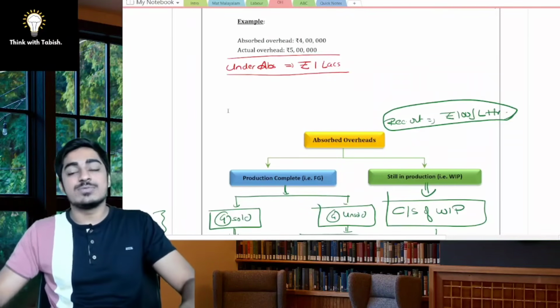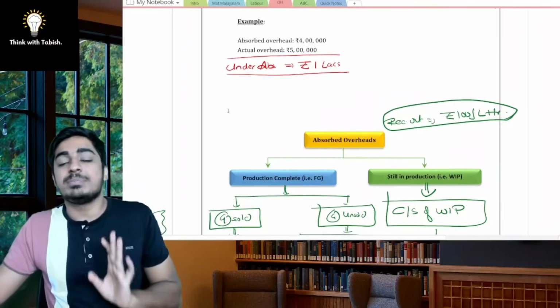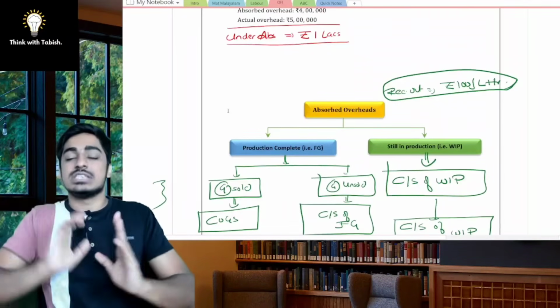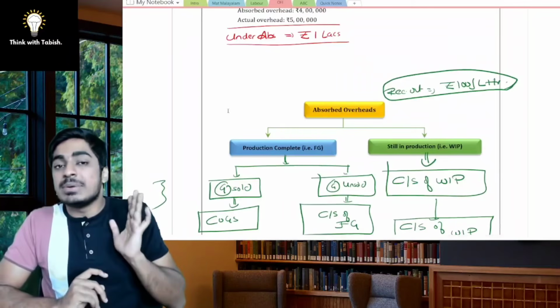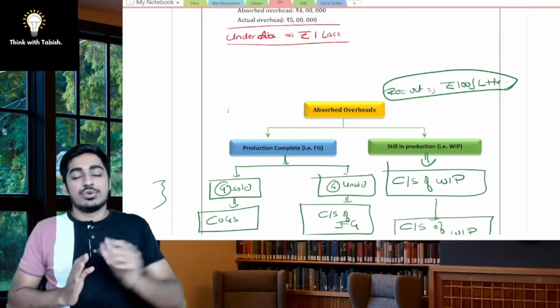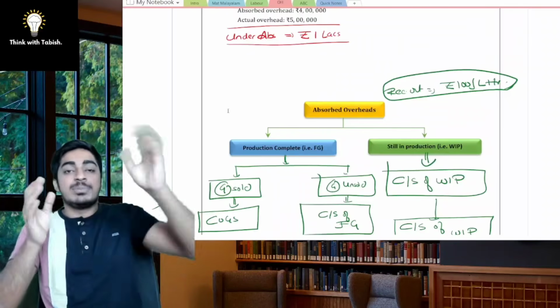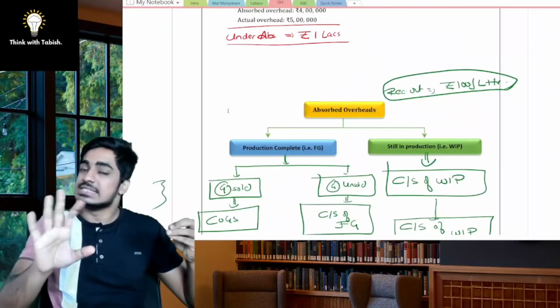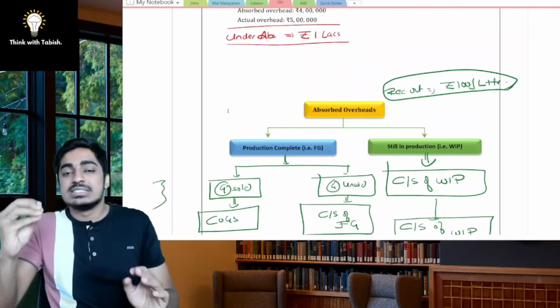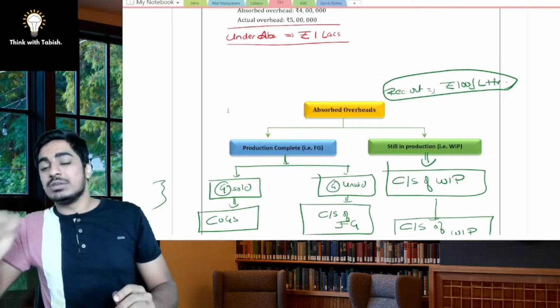Suppose we have a recovery rate of 100 per labor hour. Every hour labor is working, 100 rupees is the overhead. When labor is working, he is actually engaged in production of goods or services. So there can be two scenarios. Firstly, production is complete. Secondly, it is still a work in progress.